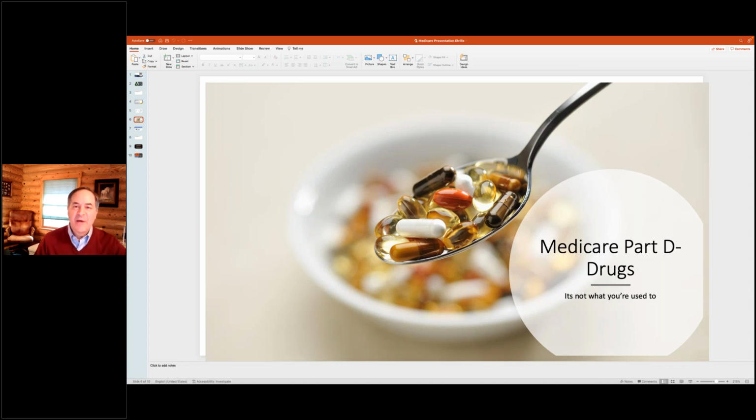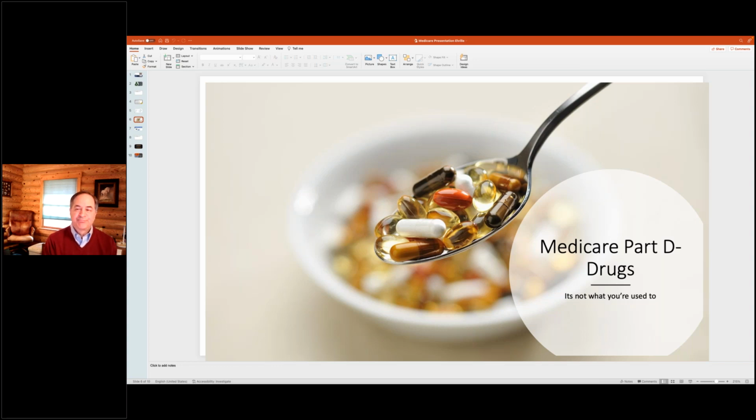Now, when you get a Medicare Part D plan, it gets even more complicated in this regard. There are stages. Stage 1 is what's called an annual deductible. Stage 2 is the initial coverage. Stage 3 is the coverage gap. Yep, that gap is still there. And stage 4 is the catastrophic coverage.